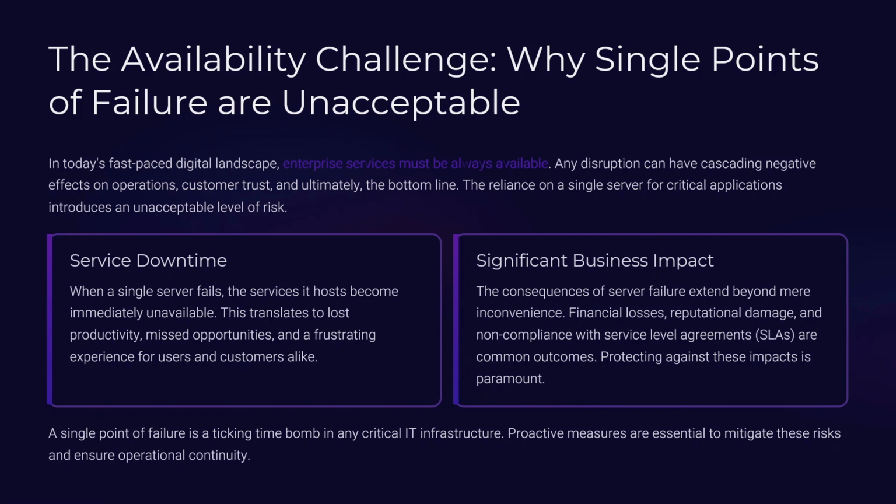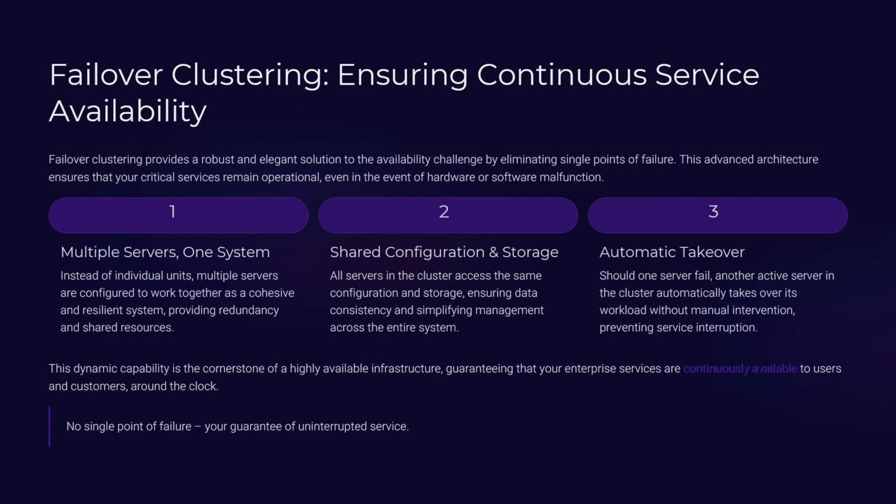In enterprise environments, certain services must remain available at all times. If a single server fails, it can cause downtime, data loss, and business disruption. To prevent this, organizations use failover clustering. Failover clustering allows multiple servers to work together as one system. If one server goes offline, another server automatically takes over. This ensures continuous service availability.